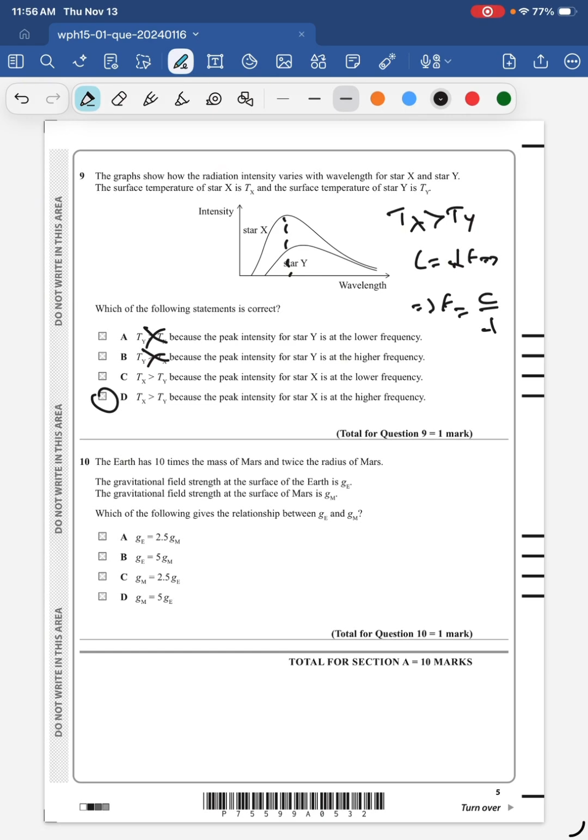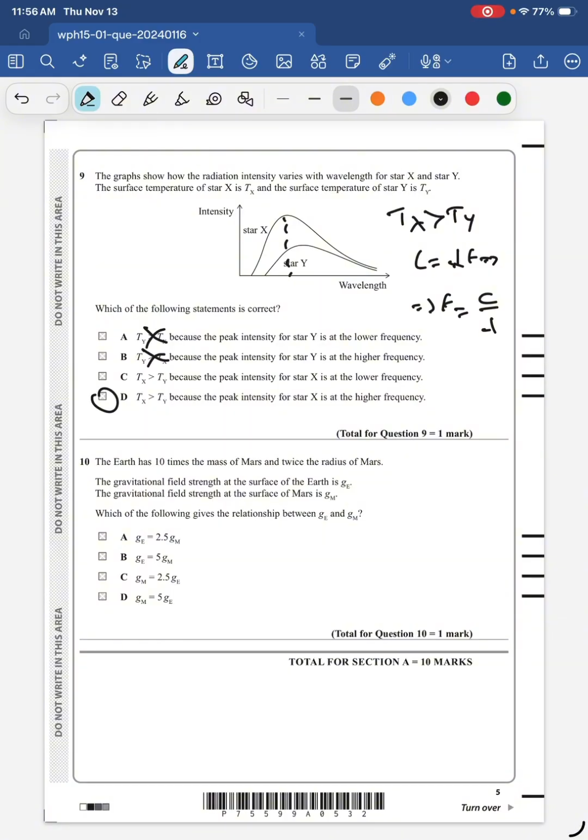The Earth has 10 times the mass of Mars and twice the radius of Mars. The gravitational field strength at the surface of the Earth is Ge. The gravitational field strength at the surface of Mars is Gm. Which of the following gives the relationship between Ge and Gm?